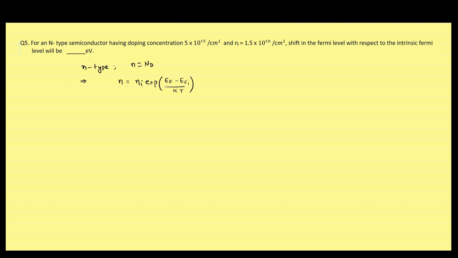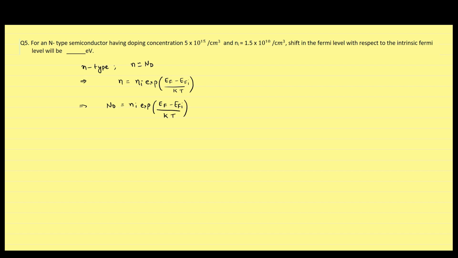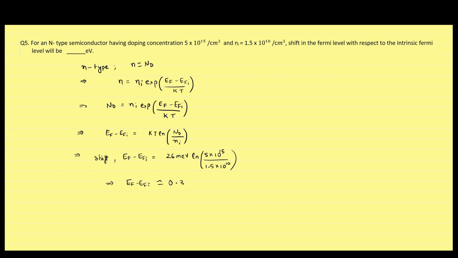By putting the value of n equal to Nd in the equation, we will have, after calculations, we find the shift in Fermi level to be approximately equal to 0.33 electron volt.